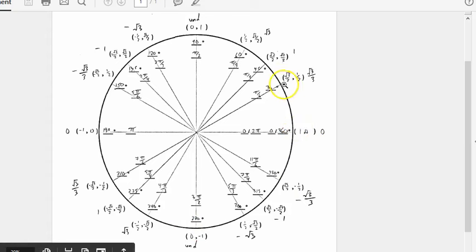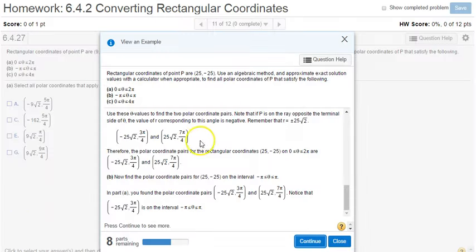So pi over 6 means to go counterclockwise pi over 6. Negative pi over 6 means to go clockwise pi over 6. So looking back at the answers we had from part A, we had a 3 pi over 4 angle and a 7 pi over 4 angle. Now 3 pi over 4 is in that interval negative pi to pi because it's just less than 1 pi.